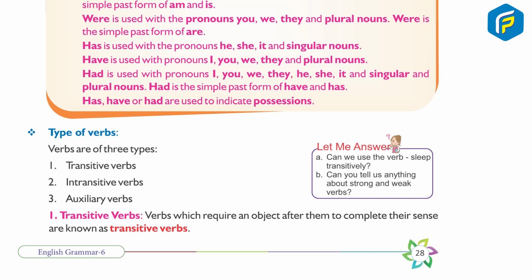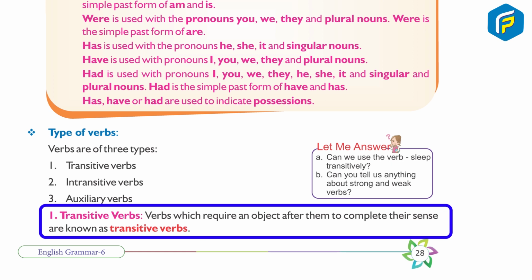Types of verbs. Verbs are of three types: 1. Transitive verbs. 2. Intransitive verbs. 3. Auxiliary verbs. Let me answer. A. Can we use the verb sleep transitively? B. Can you tell us anything about strong and weak verbs?